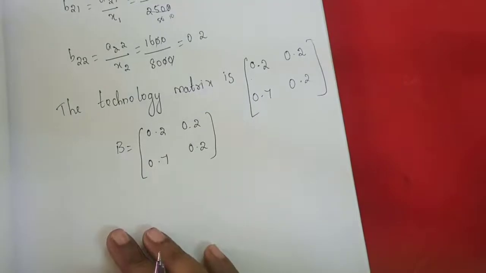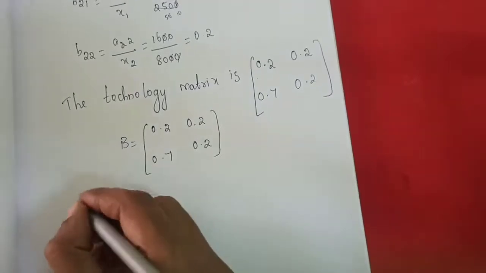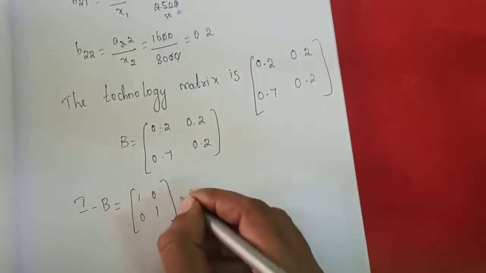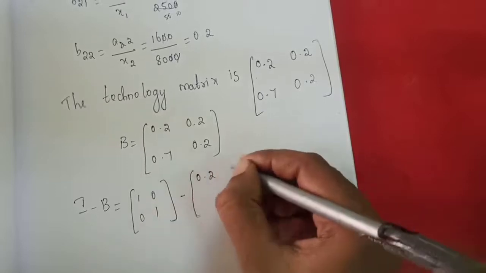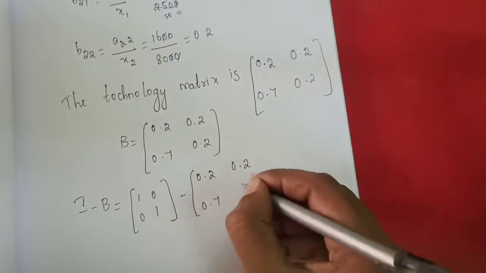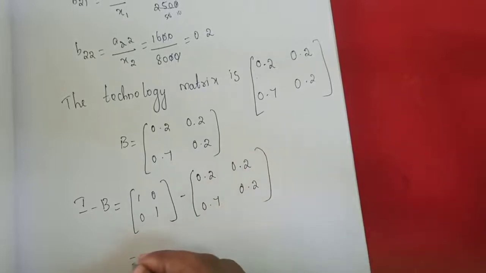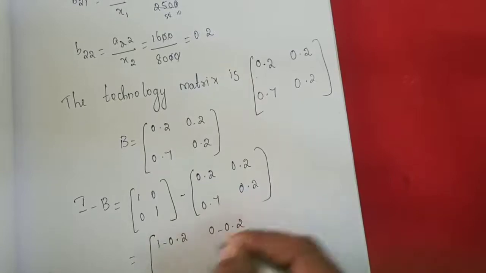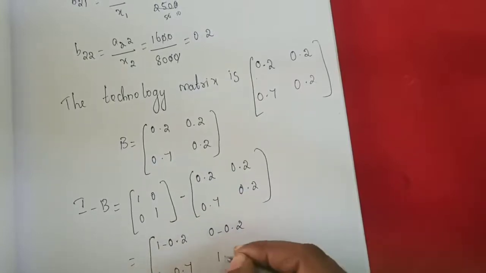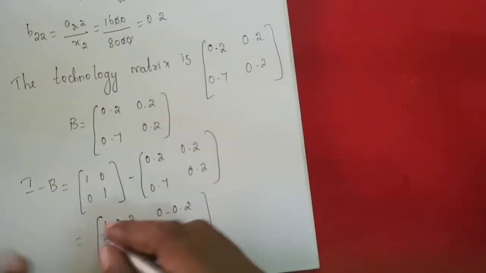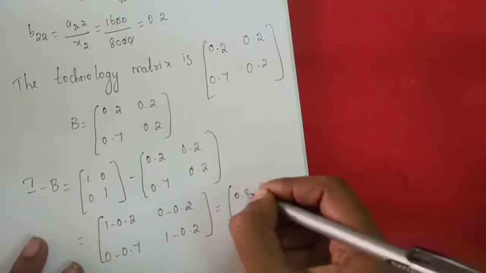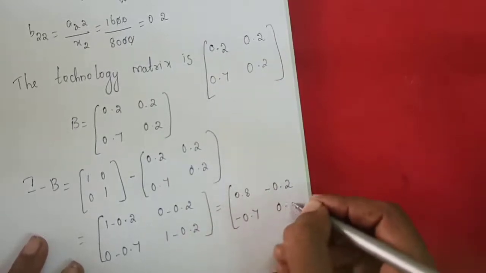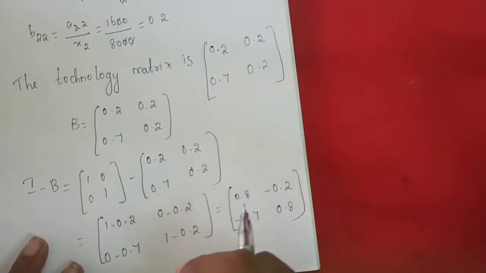Now already I have taught you, you know, how will you find the I minus B? I minus B is equal to, I means 1, 0, 0, 1 minus B value 0.2, 0.2, 0.7, 0.2. Subtract 1 minus 0.2, 0 minus 0.2, 0 minus 0.7, 1 minus 0.2. Subtract 1 minus 0.2 means 0.8, minus 0.2, minus 0.7, 0.8. So this is the value for I minus B.